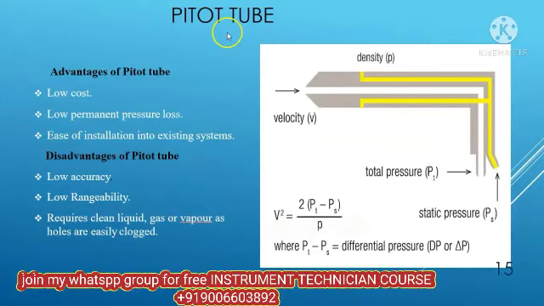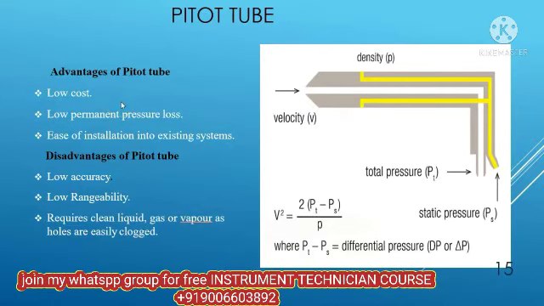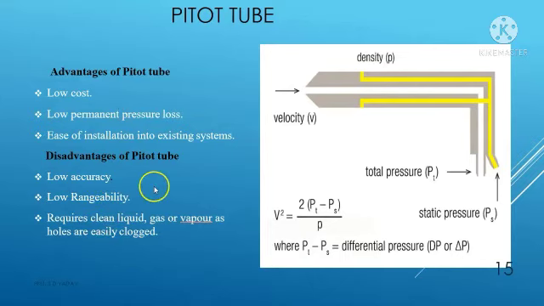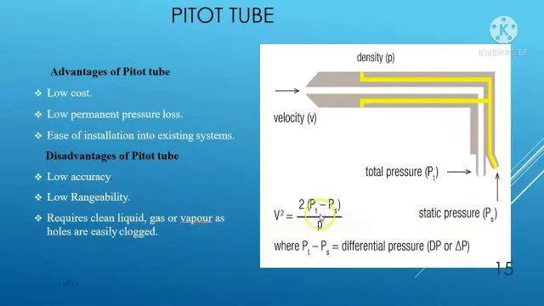So now let's see the diagram of this PITOT tube and the advantages and disadvantages of PITOT tube. Advantages of PITOT tube are low cost, low permanent pressure loss, and ease of installation. Disadvantages: low accuracy, low rangeability, and it requires clean liquid, gas, vapor, as holes are easily clogged.